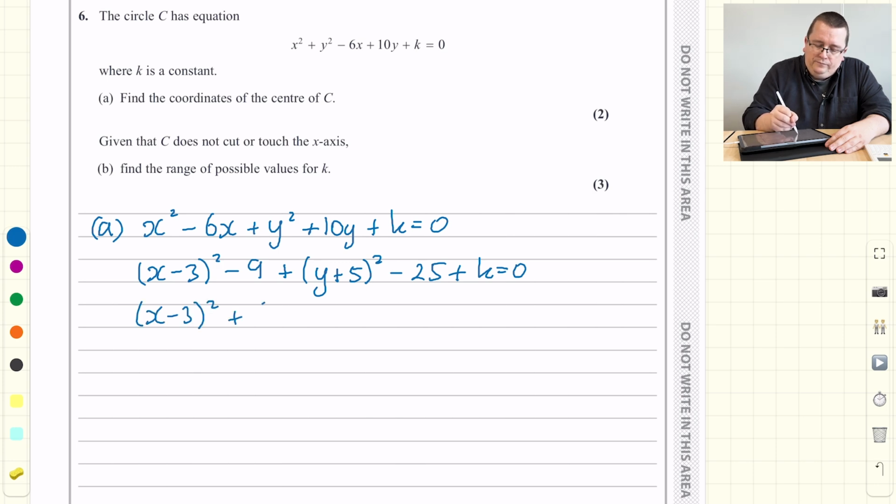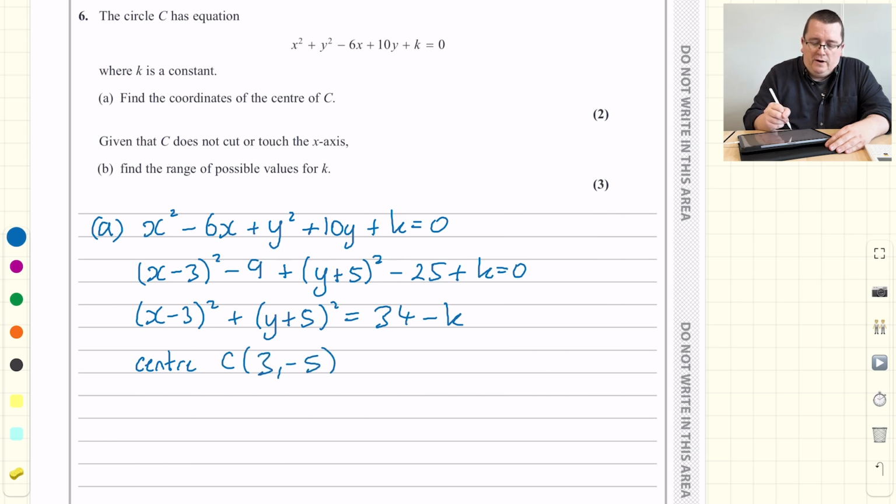So we can rewrite that in this form. So minus 9 take away 25 is minus 34. So we're going to have 34 take away k on the right hand side. So the centre C can be read off as 3, minus 5.